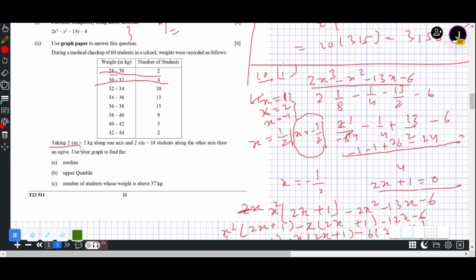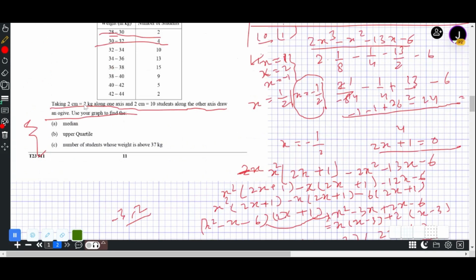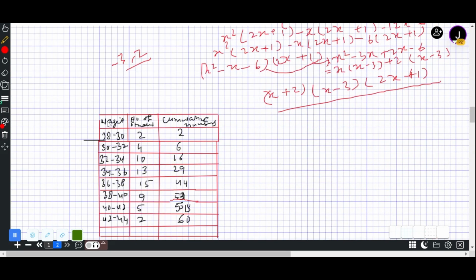Now, below I have tried to draw the graph, not exactly as per 2 cm is equal to 2 kg, but that should give you an idea. First we will make a table which will have cumulative frequencies marked. So 28 to 30 you have 2 students, 30 to 32 has 4, so I have added up, it becomes 6, 32 to 34 has 10, it becomes 16. So cumulative numbers work out to a total of 60 because the total number of students is 60.